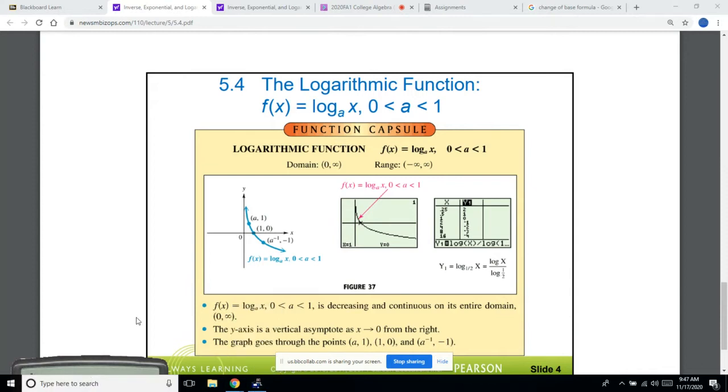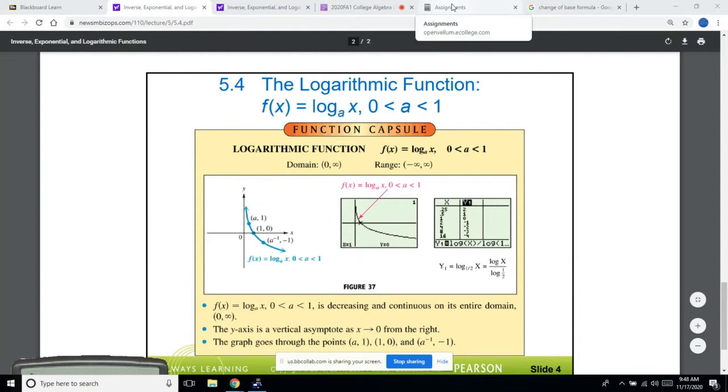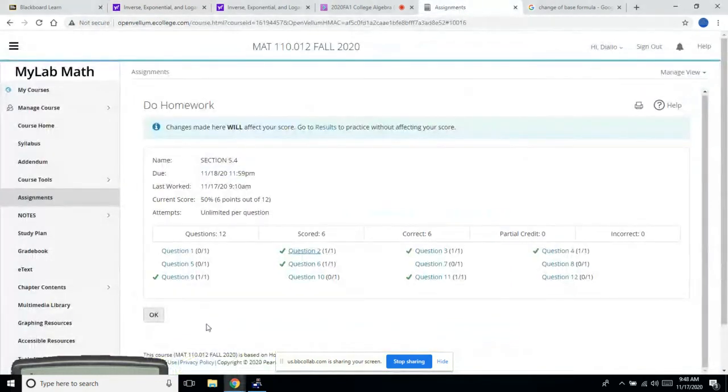Well, actually before I do that, I'm going to pull up the homework. And I just want to look at a couple of sections.